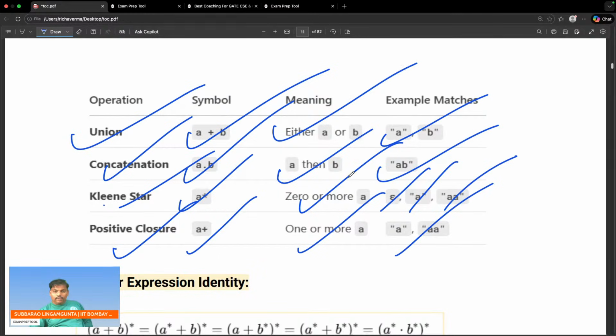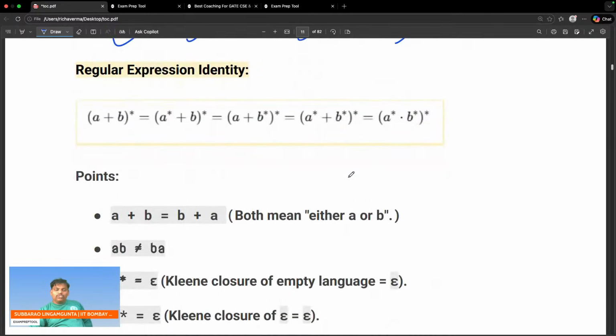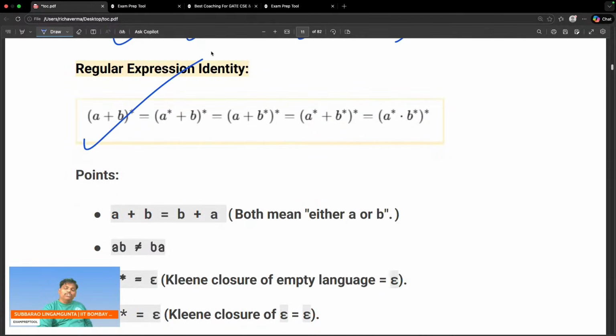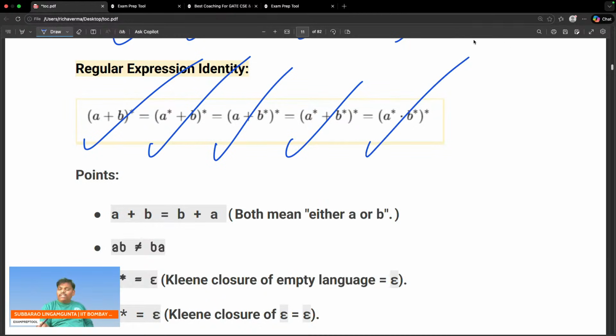Next one, regular expressions: (a plus b) whole star, a star b star, (a star plus b) whole star, (a plus b star) whole star, (a star b star) whole star, (a star dot b star) whole star. There are many ways.